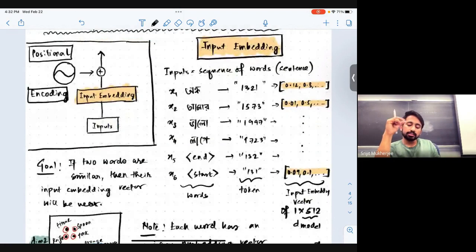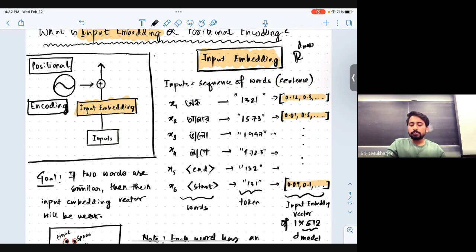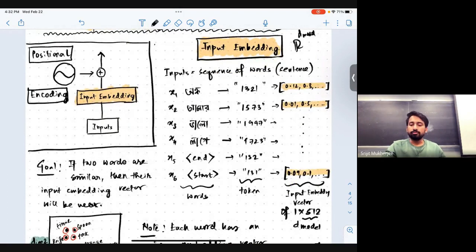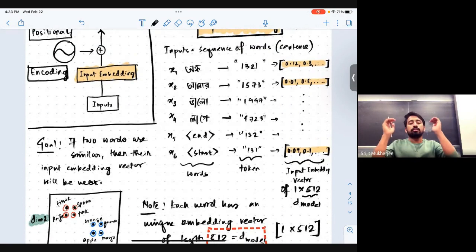So each of the words is projected into some d model dimension, R to the power d model, which in the paper is taken as 512. So each word is represented as a vector of real numbers, a vector in R to the power 512. Therefore, Onko is represented as 0.12, 0.3, and then 510 more real numbers. So every such word is represented as a 512-tuple of real numbers, a vector of 512 real numbers.